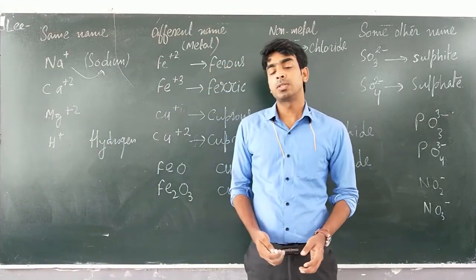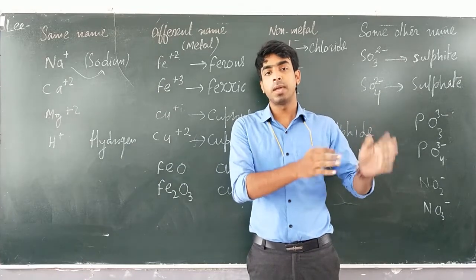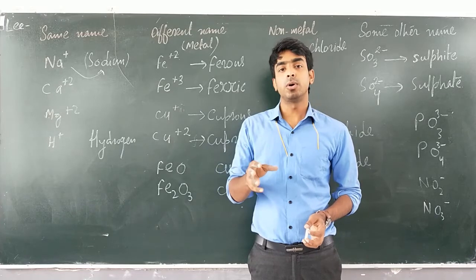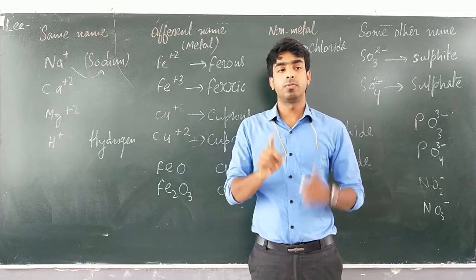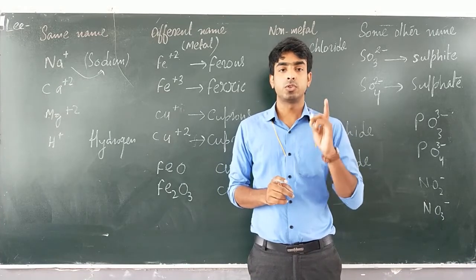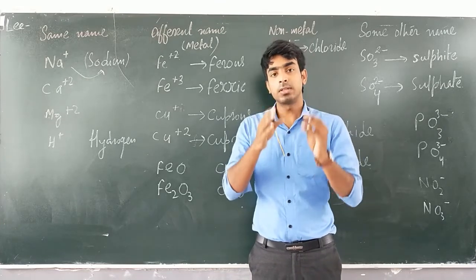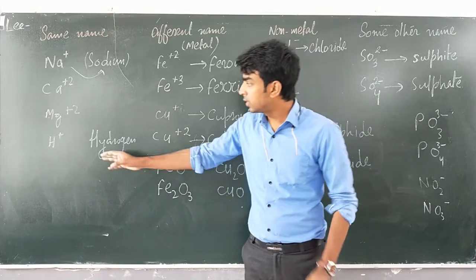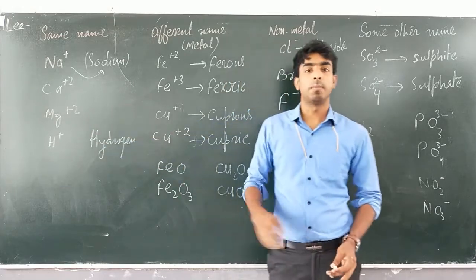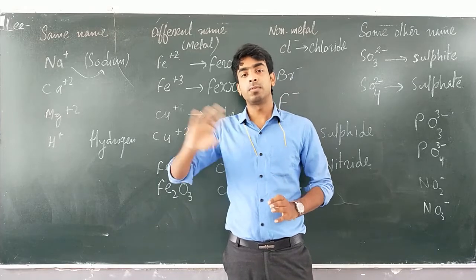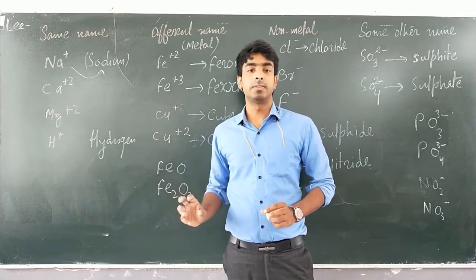Now we need to understand which element names remain the same. If you look at the first page of the periodic table in your book, you'll find two groups, the first group and the second group. The sodium and magnesium, hydrogen group and magnesium group, have the same name. Magnesium has the same name, hydrogen also has the same name. So for the first and second group, whatever the radical may be, it always has the same name.